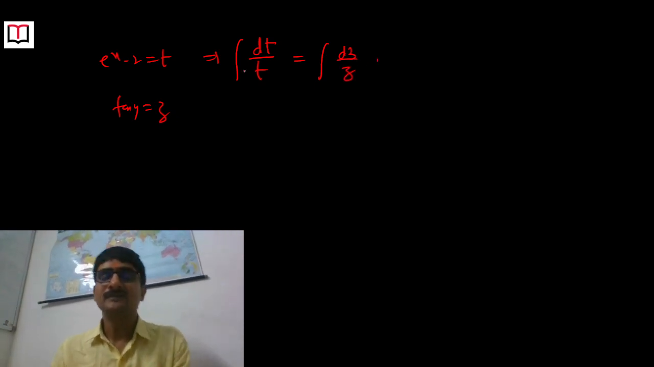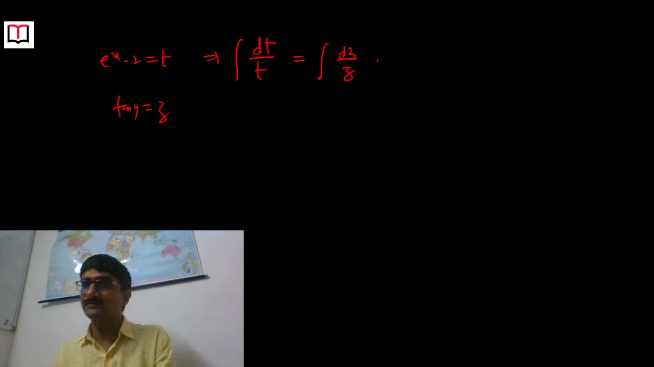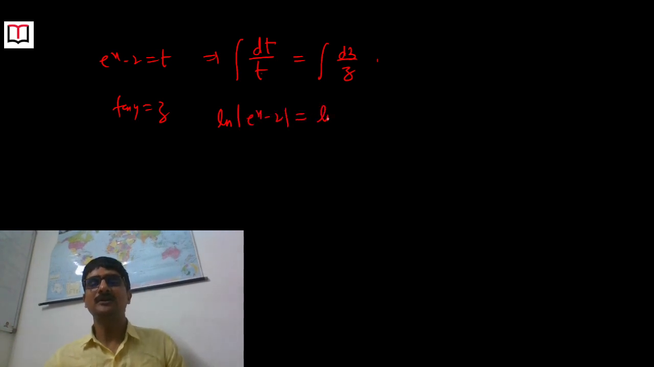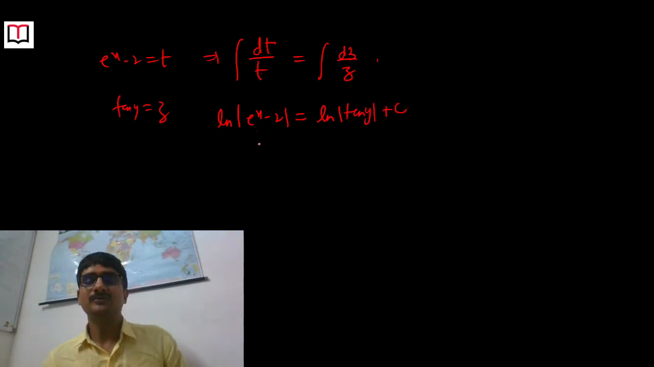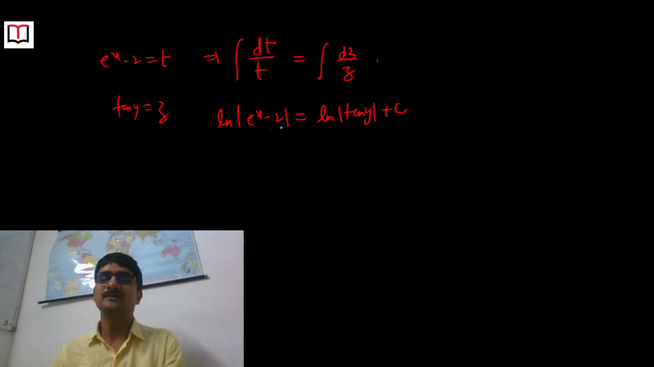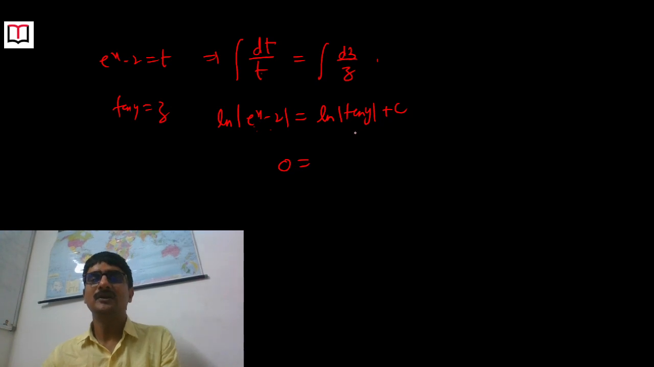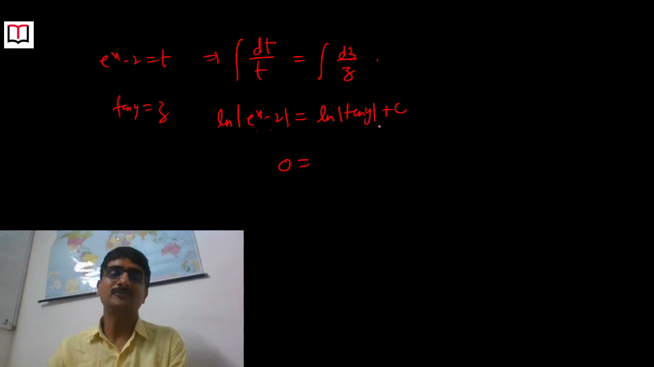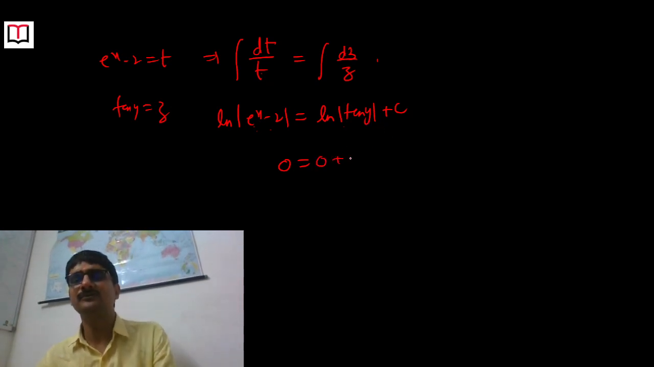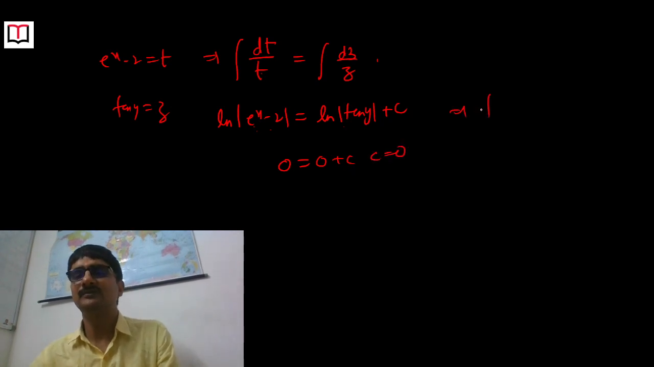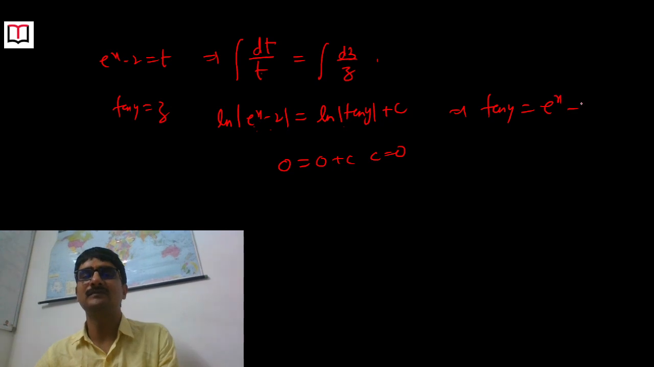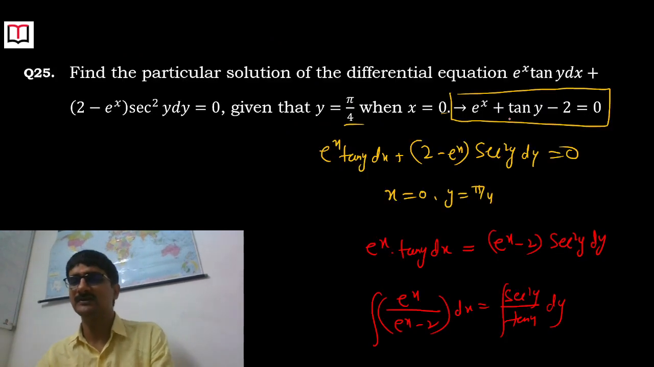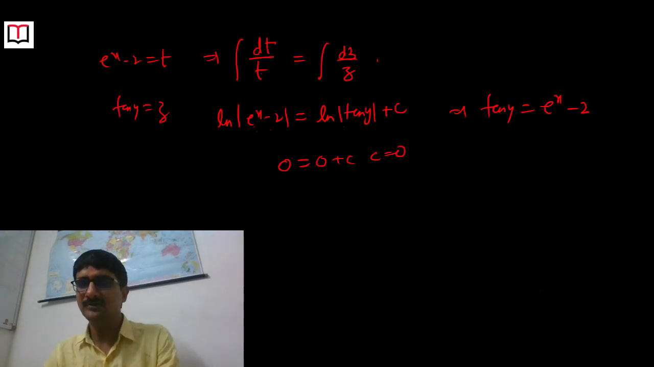Once you integrate it, you get ln of mod of e raised to the power x minus 2 is ln of mod of tan y plus c. Now when x is 0, e raised to the power 0 is 1, so 1 minus 2 is minus 1, mod is 1, ln 1 is 0. And on the other side, y is pi by 4, tan pi by 4 is 1, ln 1 is 0, so c is 0. So simple. So tan y is e raised to the power x minus 2, and hence the answer is e raised to the power x plus tan y minus 2 is equal to 0.